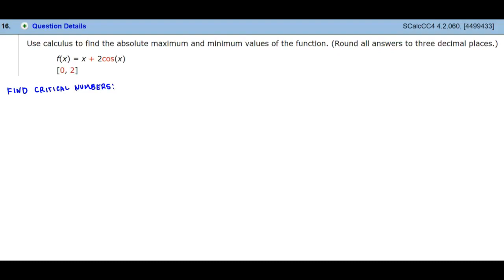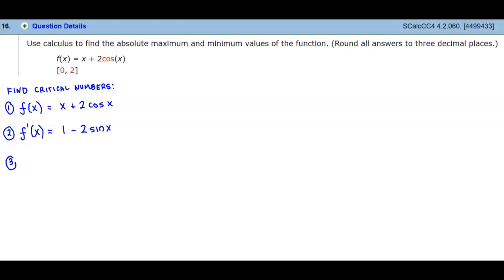In order to do that, we need to take our function, f of x, which is equal to x plus 2 times the cosine of x, and then take the derivative of that function. So f prime of x is going to equal 1. The derivative of cosine is negative, so it's going to be minus 2 times the sine of x.